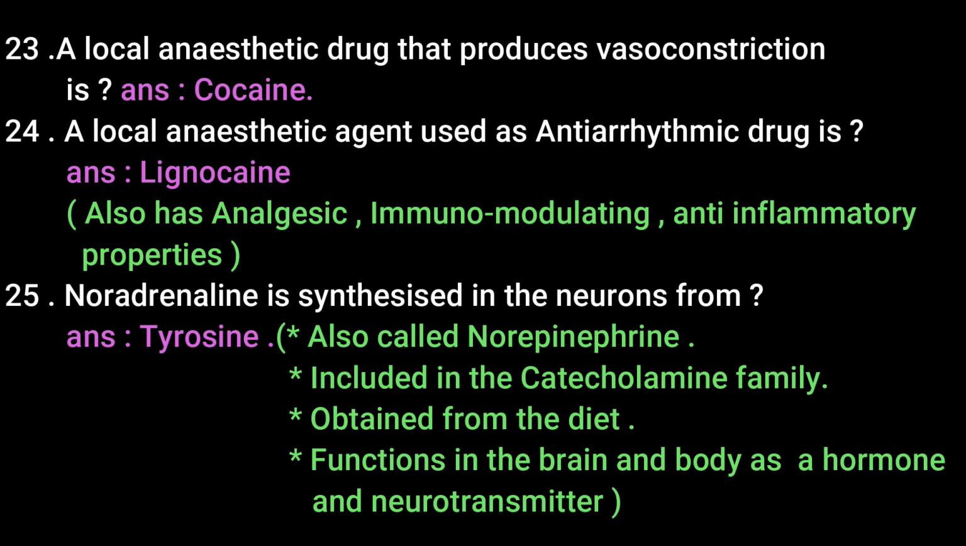(23) A local anesthetic drug that produces vasoconstriction is cocaine. 24. Another local anesthetic agent used as an antiarrhythmic drug is lignocaine. In addition to the local anesthetic and antiarrhythmic properties, lignocaine also has analgesic, immunomodulating and anti-inflammatory properties.